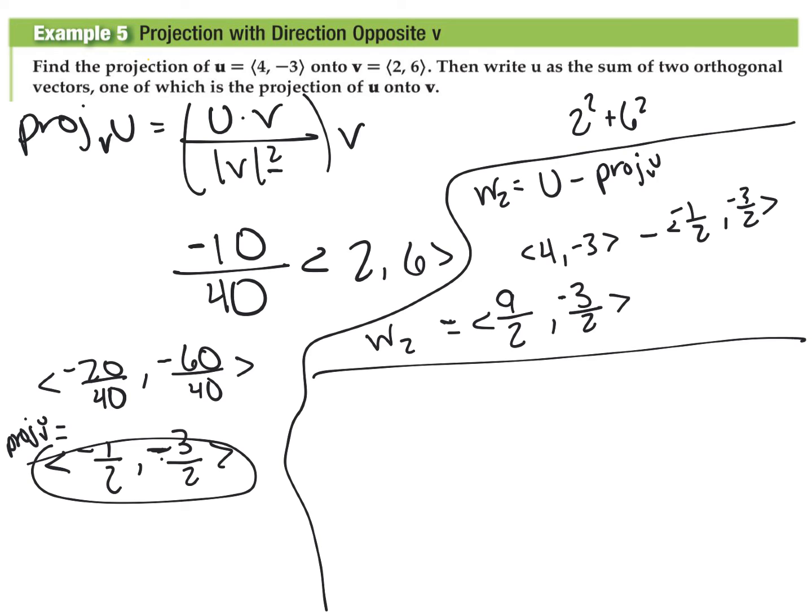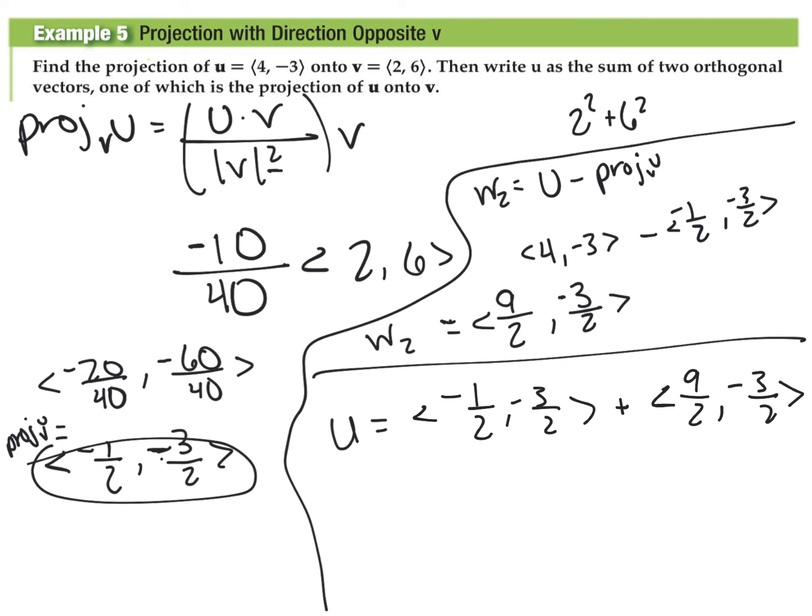W2. Last step is we need to write them as the sum of orthogonal vectors. So we can say that U is equivalent to my W1, which is the projection, those are identical, -1/2, -3/2, plus my W2, which is 9/2, and then -3 over 2. Okay, and that's the answer.